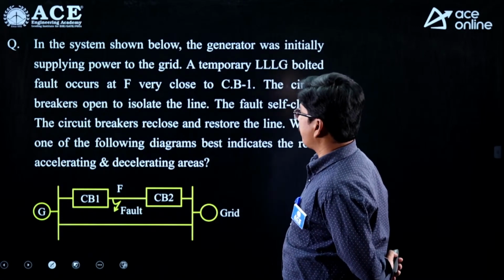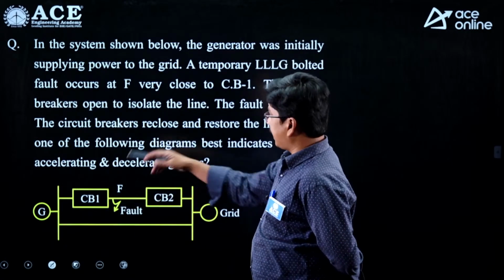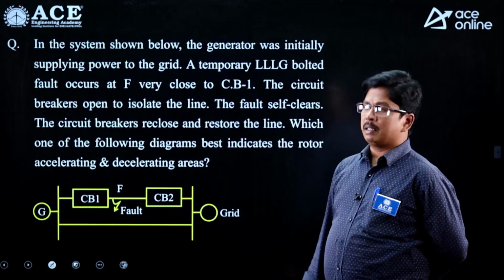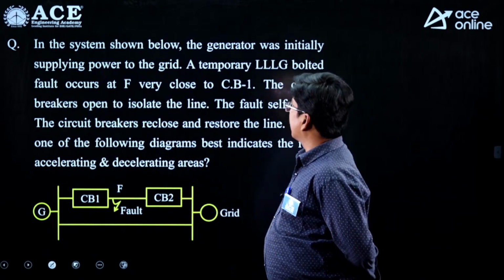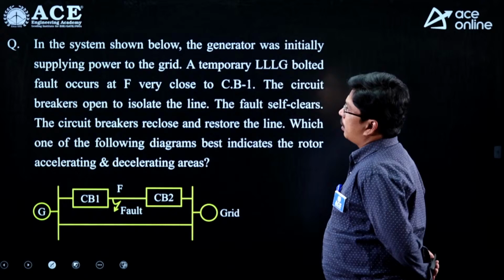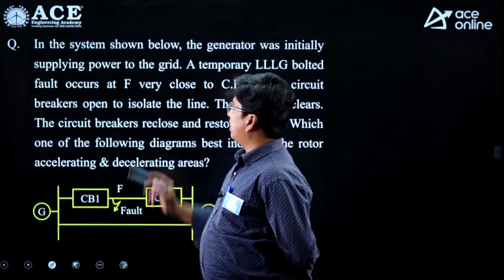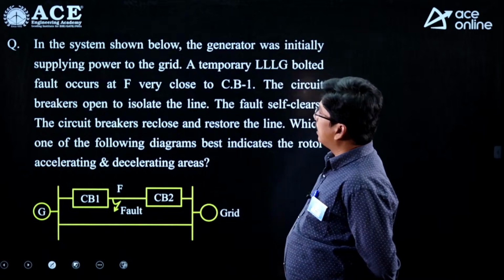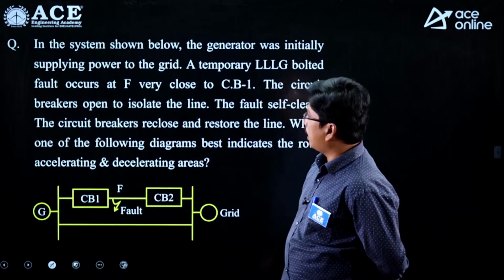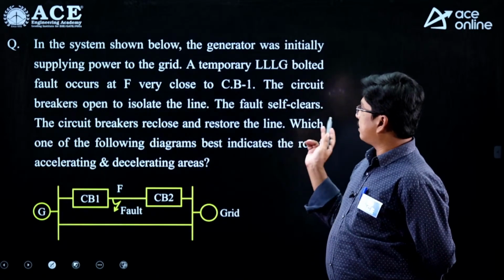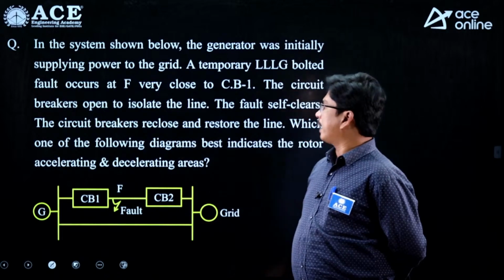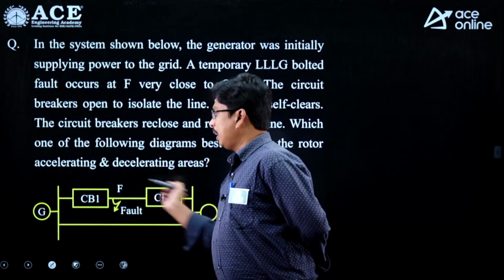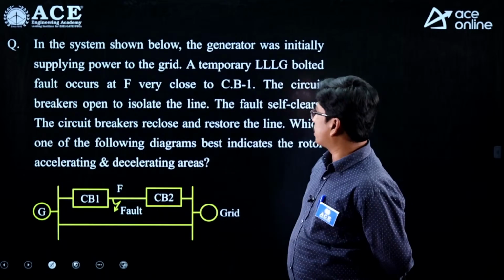In the system shown below, the generator was initially supplying power to the grid. So a single generator is connected to an infinite bus bar system through a double circuit line. A temporary triple LG fault, a bolted fault, occurs at point F, very close to circuit breaker 1. The circuit breakers open to isolate the line. The fault is self-clearing. The circuit breakers are reclosing and restoring the total system, right? So automatically the circuit breakers are closing and the original system will be restored.